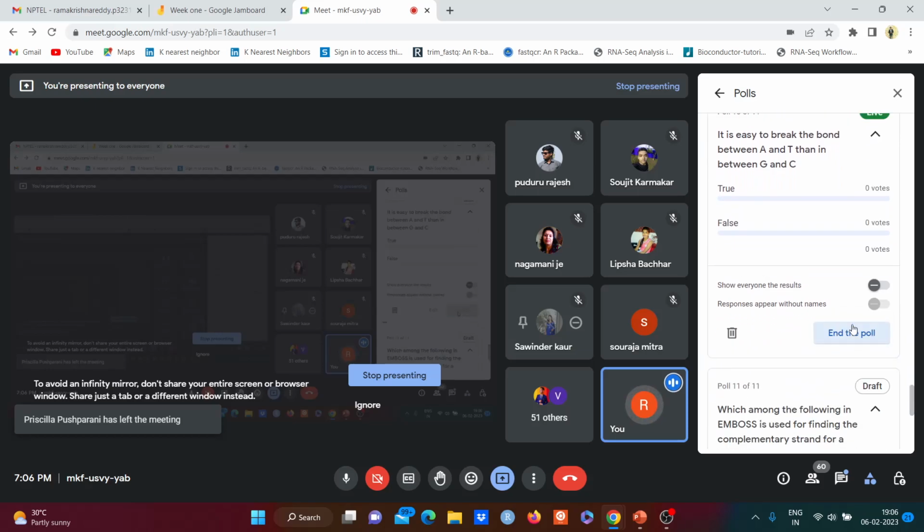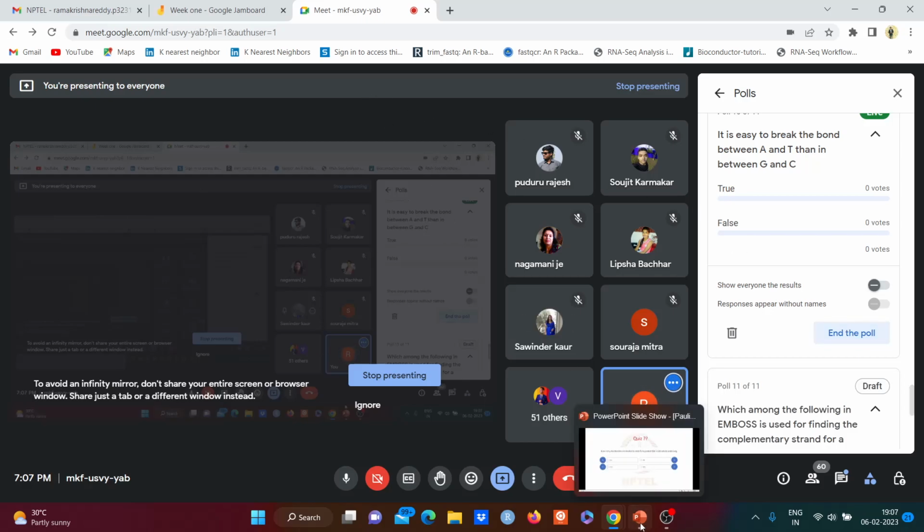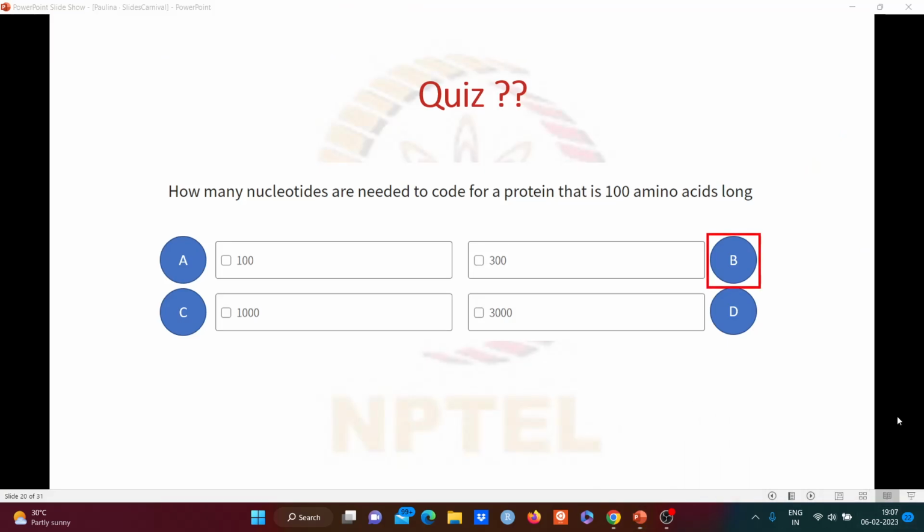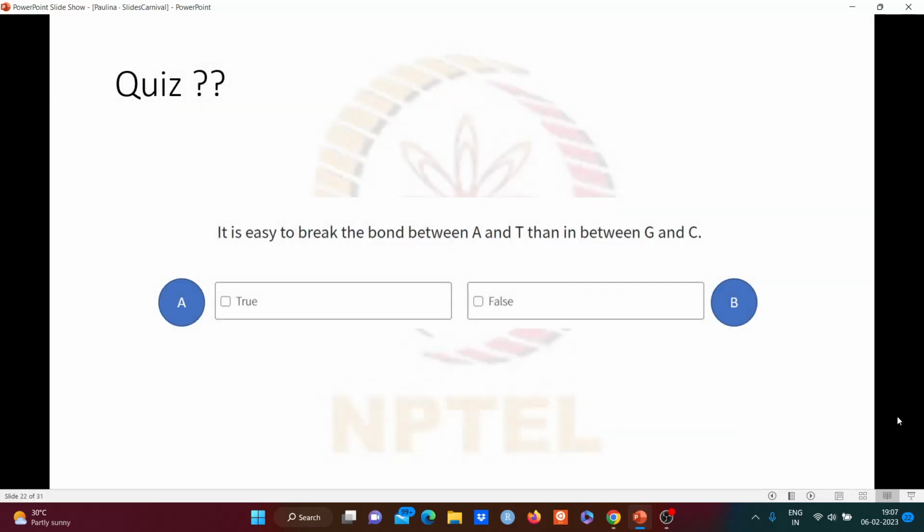And the next question is whether it is easy to break a bond between A and T, or to break a bond between G and C. It's a true or false question. Is it easier to break the bond between A and T than between G and C? If you think it is easy, answer true. If you don't think the statement is correct, answer false.